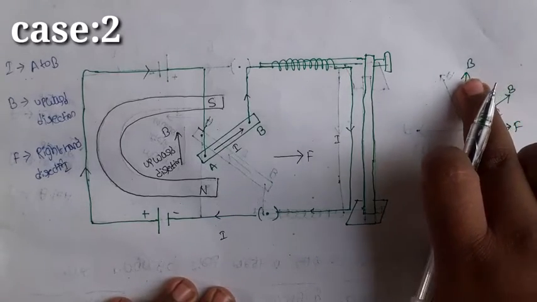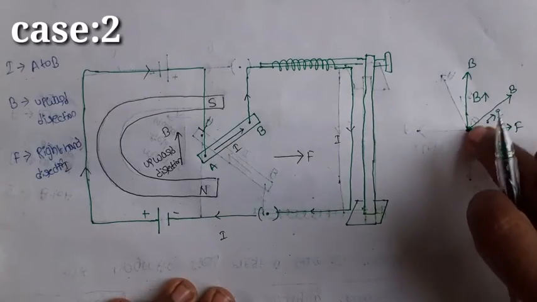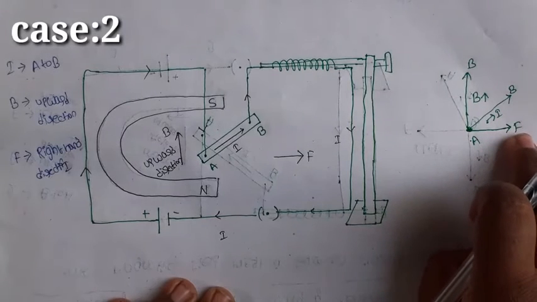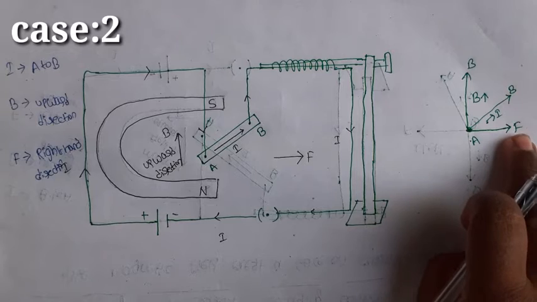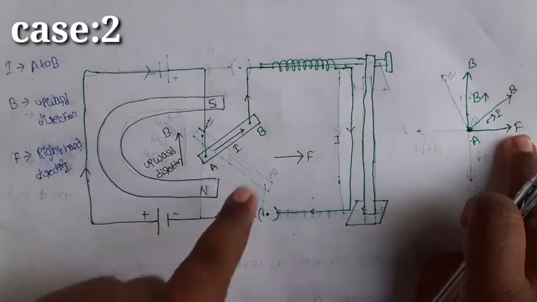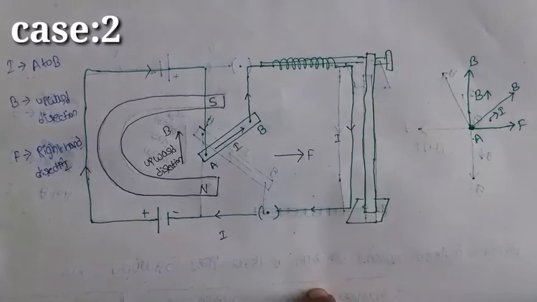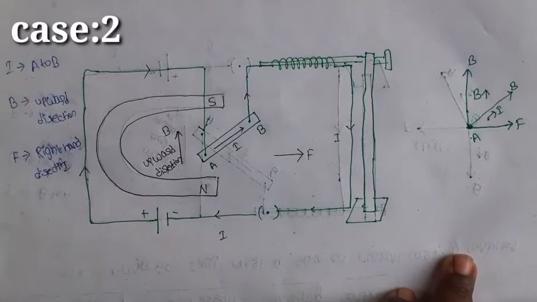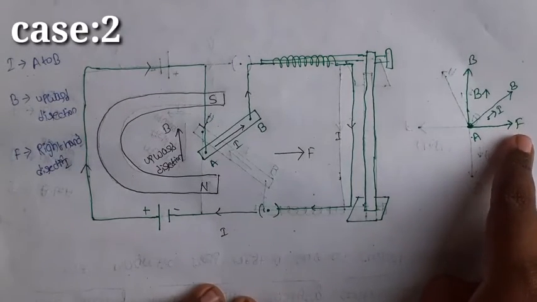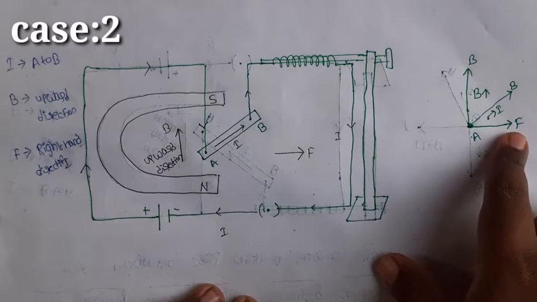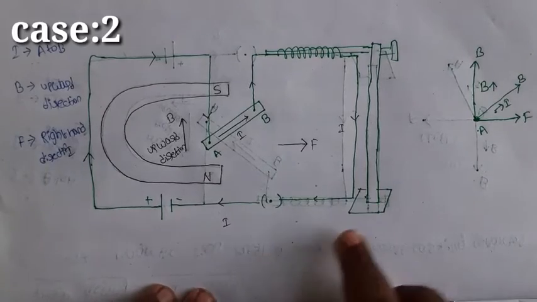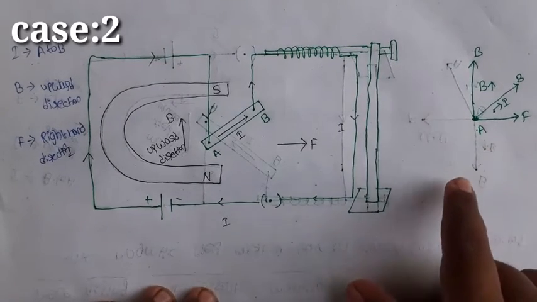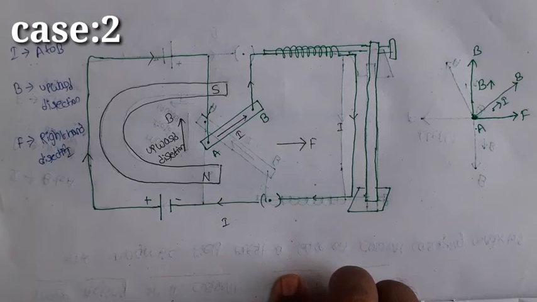The magnetic field is acting in the upward direction. Current is flowing A to B. Then the magnetic force is acting towards the right direction. The displacement of the conductor is towards the right side. So here what are we observing? The direction of the magnetic force depends on the direction of the current. That is the first point. The second point is the maximum force exerted by the magnetic field. Observations.